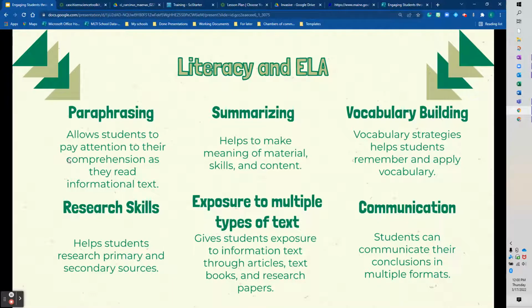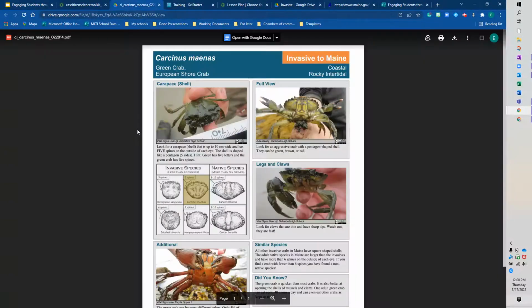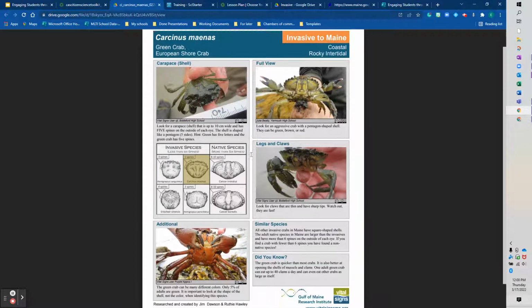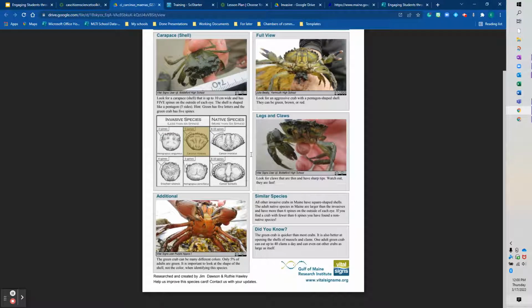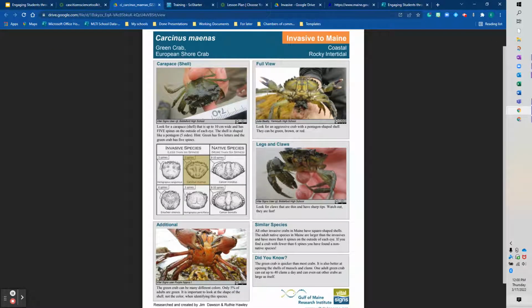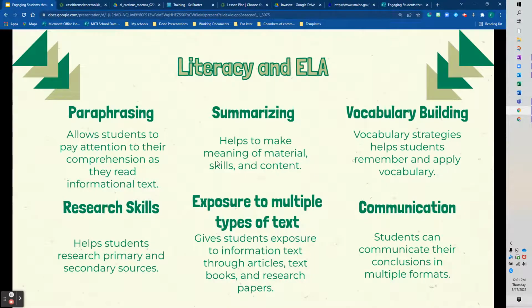If you're working with literacy or ELA, you're looking at paraphrasing, writing summaries, vocabulary building, research skills, and exposure to multiple types of text. Here's an example of a species card that I've used in the past for invasive species research that I was doing once upon a time. And this is informational text. This isn't reading to learn to read. This is reading to learn and to be able to look at facts and pieces of data to draw conclusions from it. That's absolutely an ELA skill.